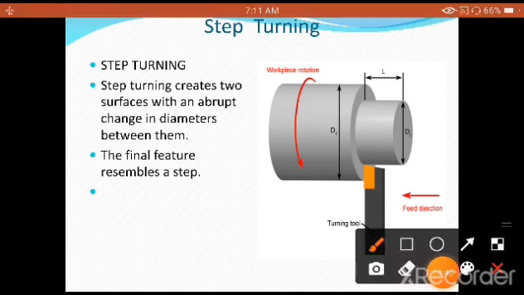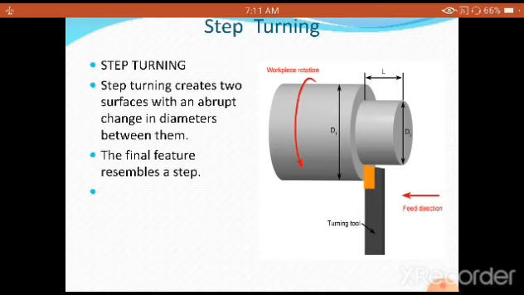See, there is a step here. This is called a step. Step turning creates two surfaces with an abrupt change in diameters between them. The final feature resembles a step. So why are we going to call it a step?